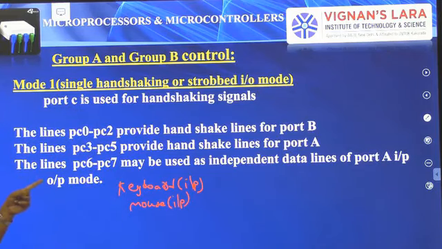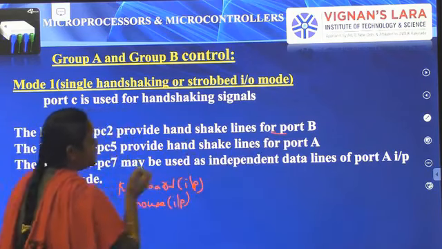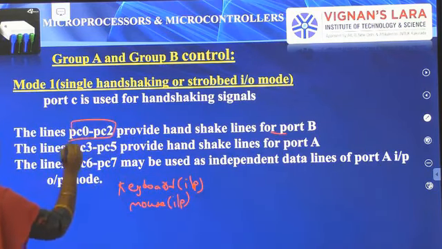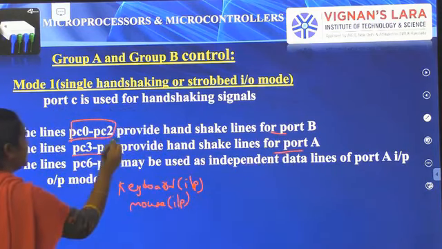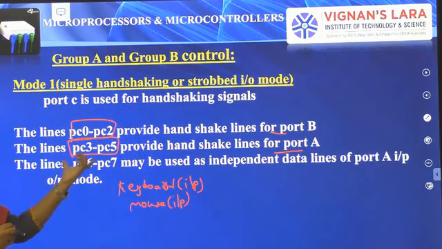For that keyboard, I am programming by using port C for the handshaking signals. Port C is used to carry information from the 8086 microprocessor to the various peripheral devices. Port C0 provides handshaking lines for port B. Port B uses port C2, and port A uses port C3 and C5. We already know upper port C is used for port A, and port B uses the lower order pins.